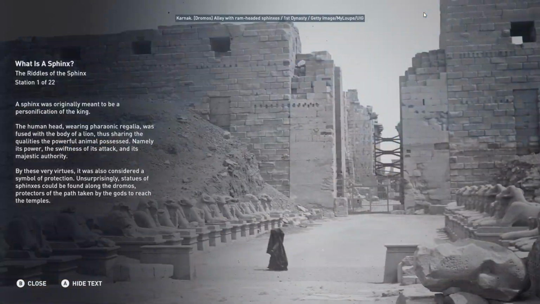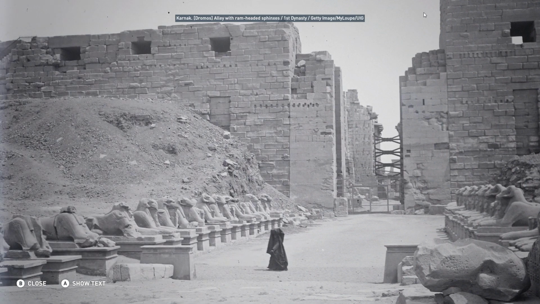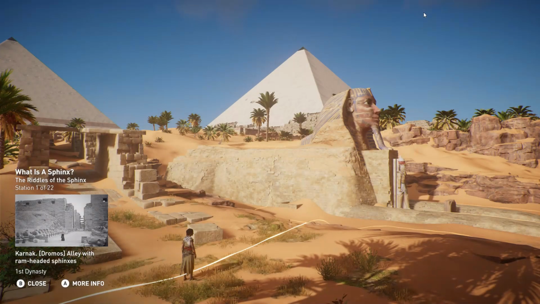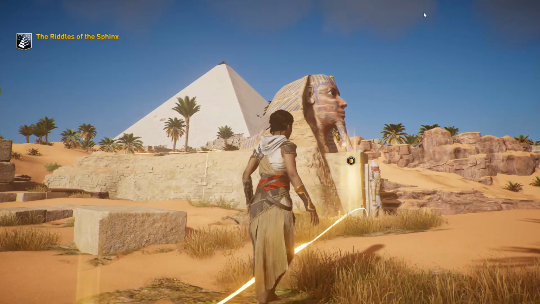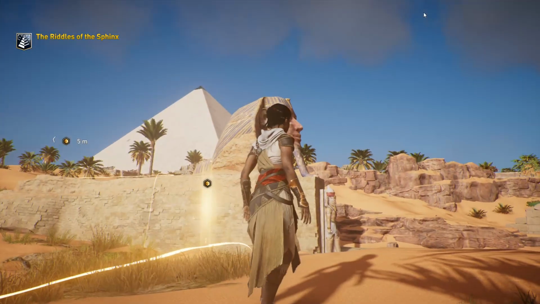A sphinx was originally meant to be a personification of the king. The human head, wearing pharaonic regalia, was fused with the body of a lion, thus sharing the qualities the powerful animal possessed.